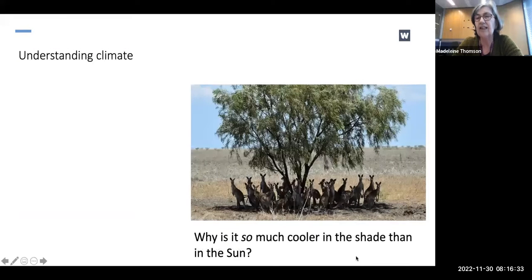And the first question is about having a health community that actually has some understanding of climate. This might be a fairly simple question: why is it so much cooler in the shade than in the sun? You might think erroneously that the sun warms the atmosphere, and if there's a tree between the sun and your kangaroo, then the kangaroo will be cool, but that's not the case. It's the sun warming the ground, and it's the ambient temperature in that heat that is reflected that is important.